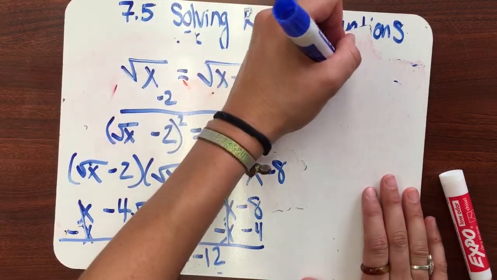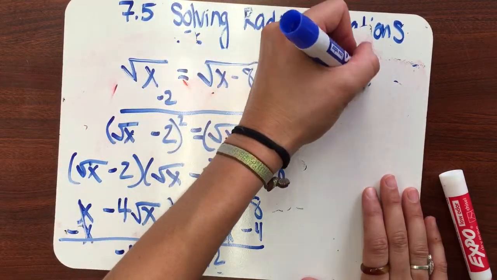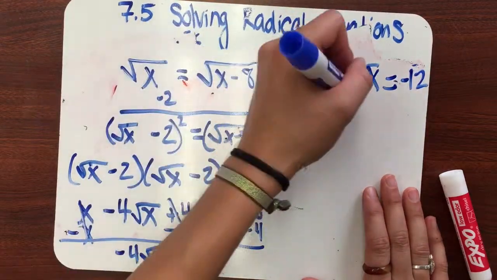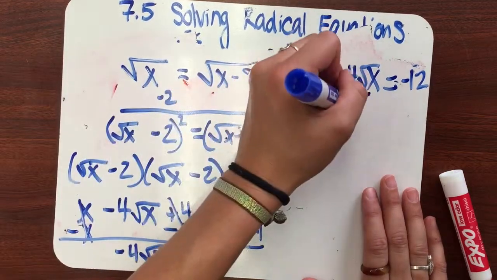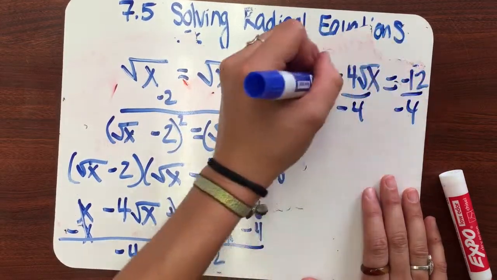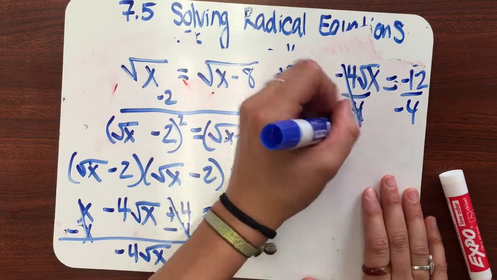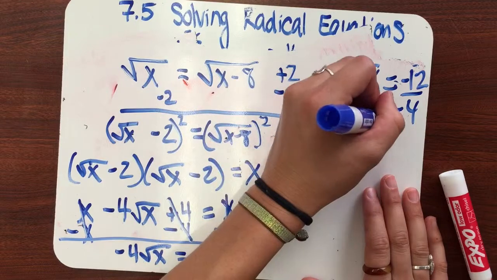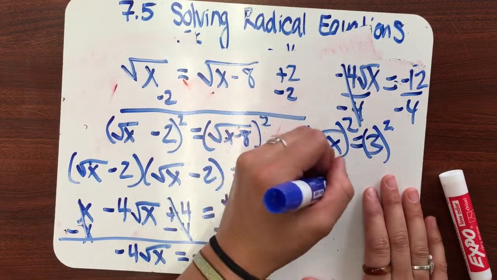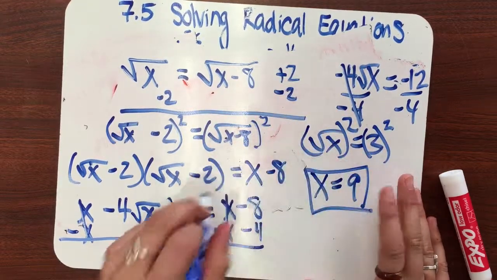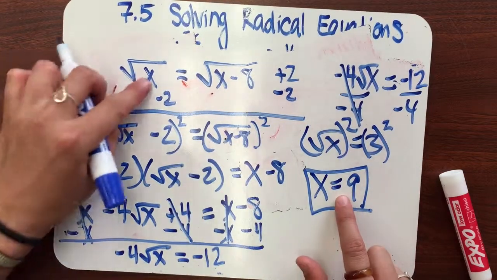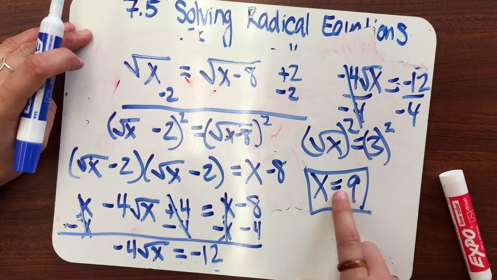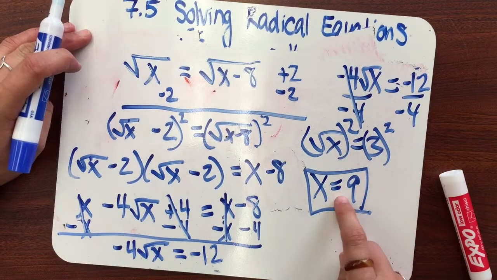I'm going to just rewrite that over here. Negative 4 square root of x equals negative 12. I divide both sides by a negative 4 here. I get the square root of x is equal to 3. Finally, I square both sides, and I get x is equal to 9. And then, of course, you have to plug 9 into here to check it for extraneous solutions. This one does check out correctly, and it is a solution.